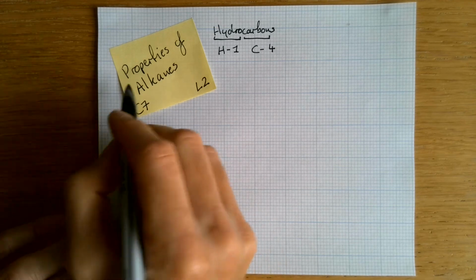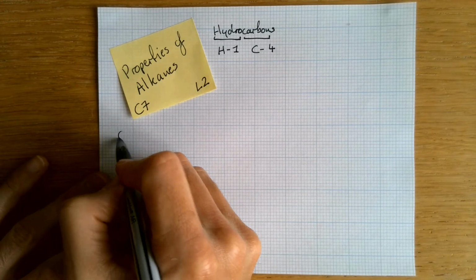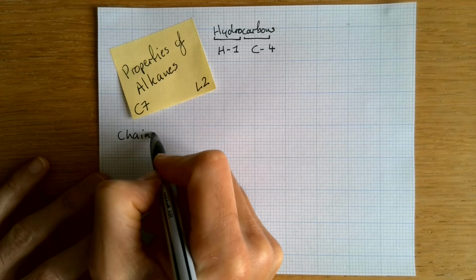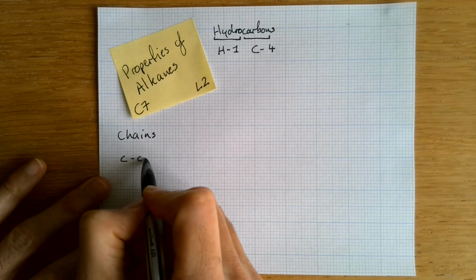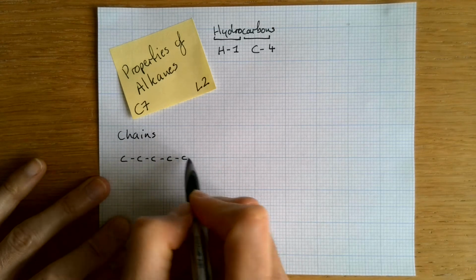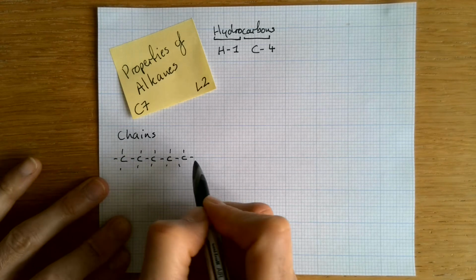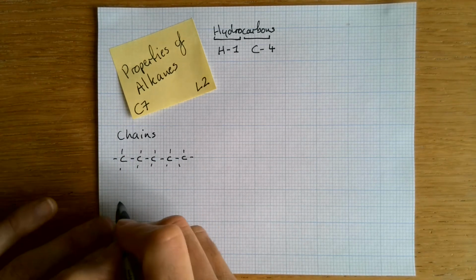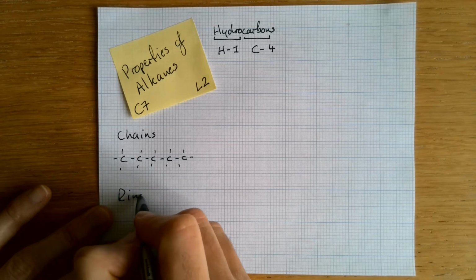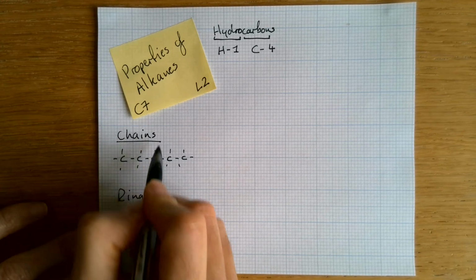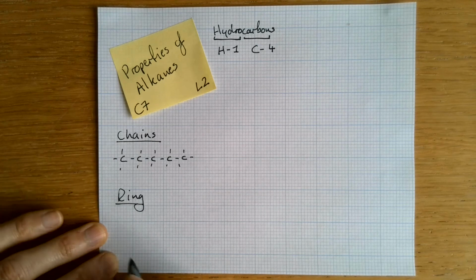Now there's two main structures that the alkanes can form. We can have chains, which we've seen before in lesson 1. That's when basically we line all the carbons up and we have all the hydrogens connected up and down, left and right. And then we also have a ring structure as well, which we don't tend to look at too much, but they can form chains and rings.